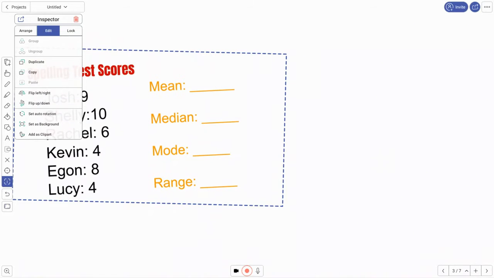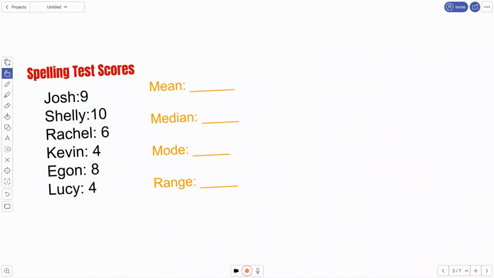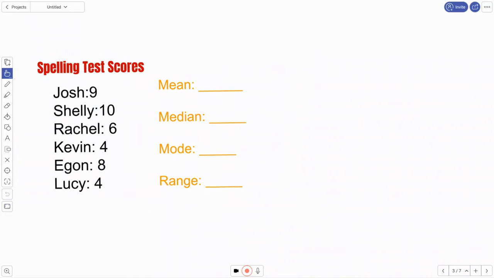So it looks like the data set we're dealing with is talking about some spelling test scores, so how kids did on a certain spelling test. Okay, so I'm just going to go right down the line. I'm going to start by solving the mean. Remember, the mean is the central point of the data. It tells us basically how did that whole group do as a whole.